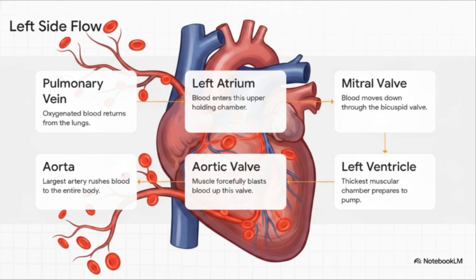Now let's just pause here for a second. The left ventricle is incredibly important. It has this very thick muscular wall known as the myocardium. It has to be immensely strong because its job is to push blood to the entire body. Step 5, this powerful muscle forcefully blasts the blood up through the aortic valve. And step 6, the blood exits through the aorta, the body's largest artery, where about 20% rushes straight up to fuel your brain, and the rest travels down to your liver, kidneys, and throughout the rest of your body.